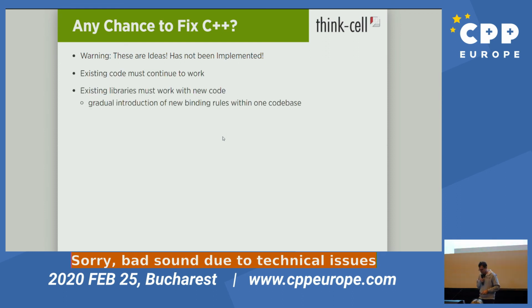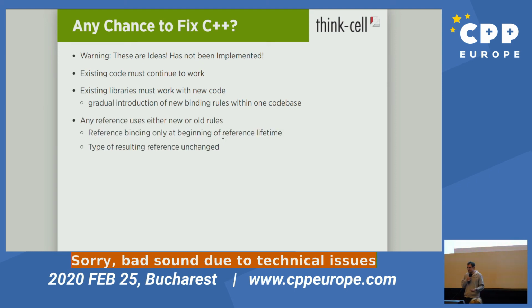I'll still tell you. Of course, existing code must continue to work. We cannot ever break existing code. Even existing libraries must work with the new code. So you have to be able to write new code and not only link to existing libraries, but I would say you have to be even able to use existing headers, because there are header-only libraries out there that you want to continue to use. So we have to be able to gradually introduce this new binding behavior.